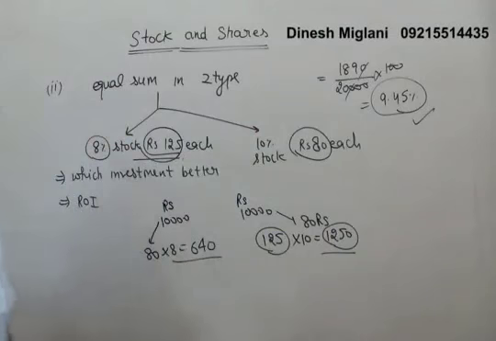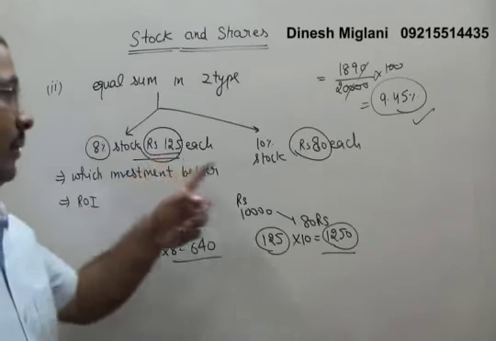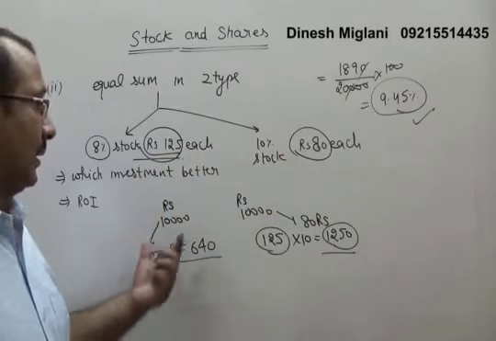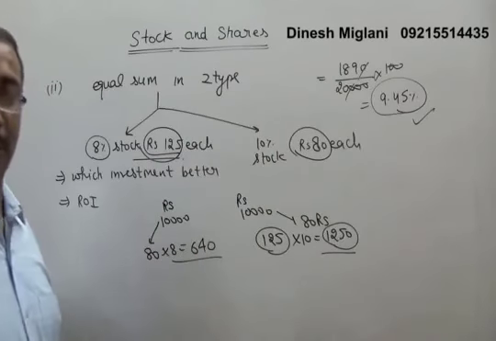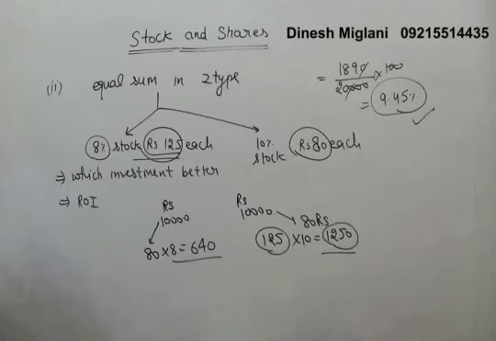I hope the idea is clear. It's better in this question, don't assume this to be x and x. It will make your question complicated. What you are expected to do is just take this to be 125, this to be 80. Take the LCM, that is 10,000, and then solve it. You are in a position to get your answer.